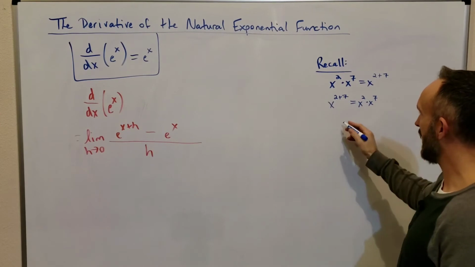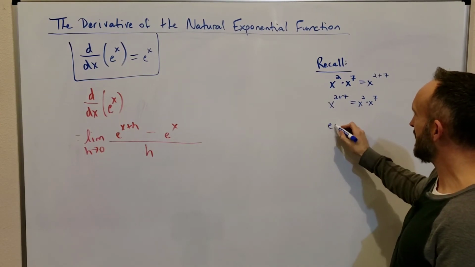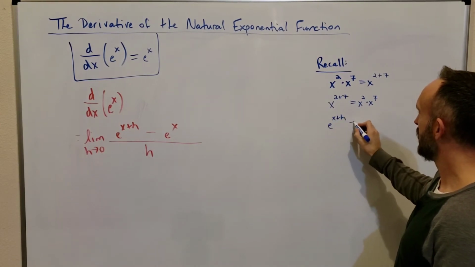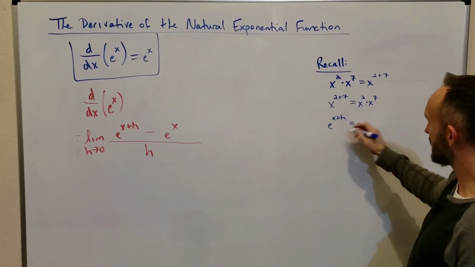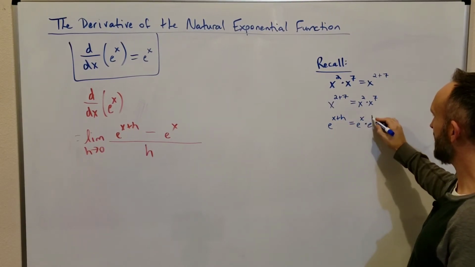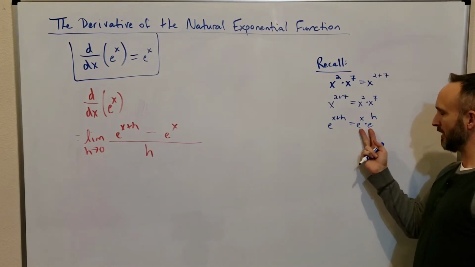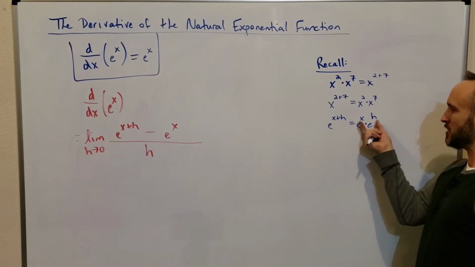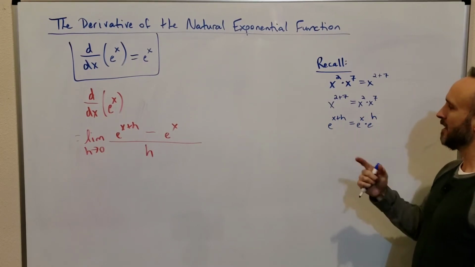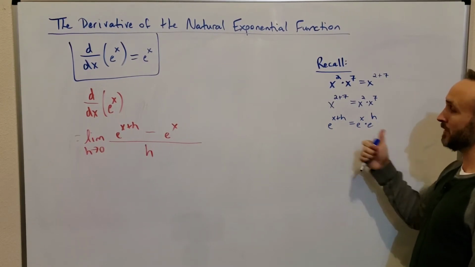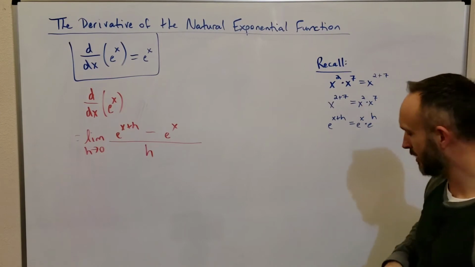So it's true that if you have e to the x plus h, that's the same thing as e to the x power times e to the h power. And it's pretty obvious if you look at this. Since these have the same base, you would add the exponents to get that. But now we want to split this apart going the other way. And that's what we're going to do over here.